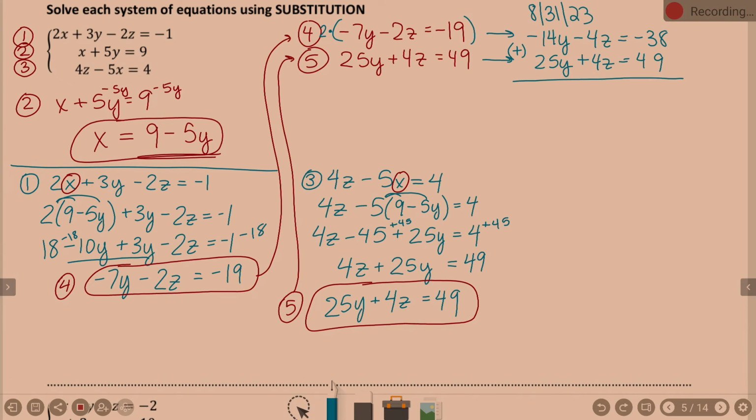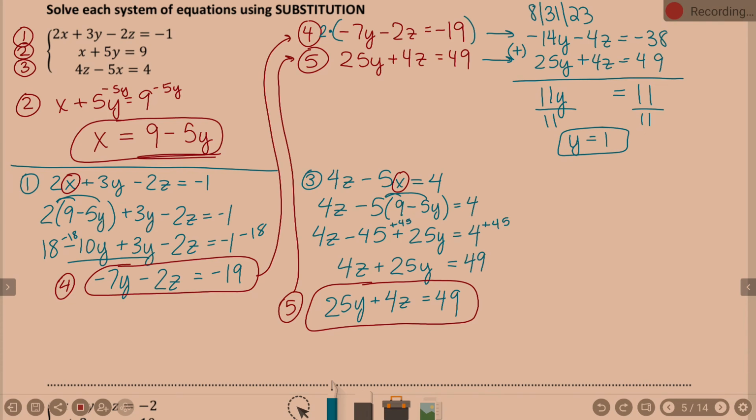And we're doing what we've been doing, right? Negative 4z plus 4z, the whole point is they're opposite signs, so we can add them and cancel. Negative 14y plus 25y is 11y. The z's cancel. Negative 38 plus 49 is 11. Divide by 11 and y is 1.